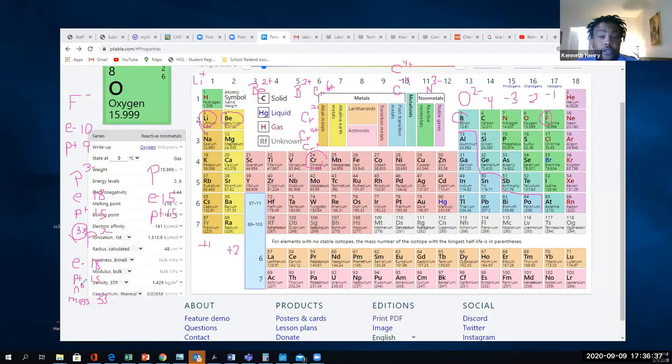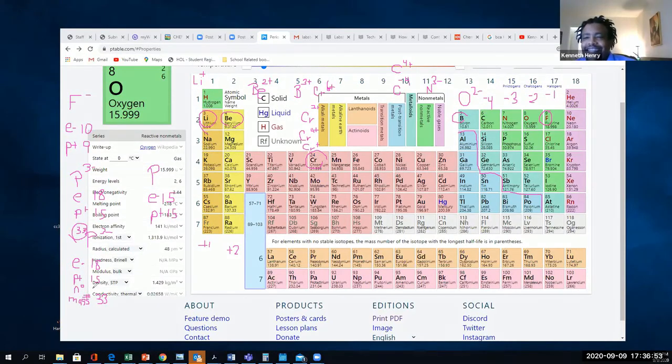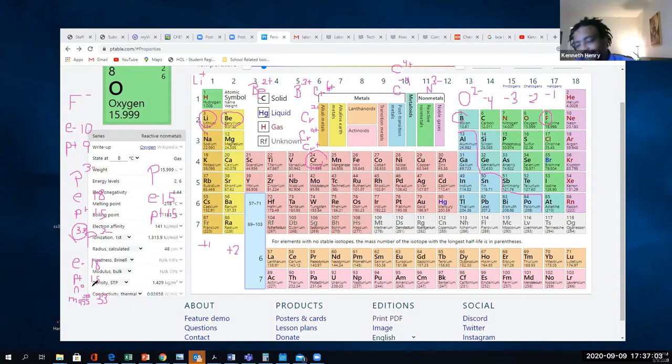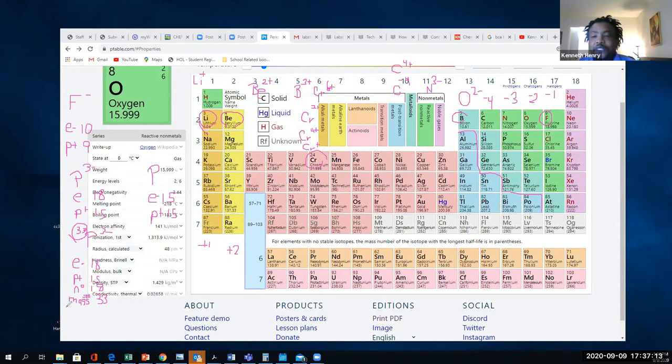If the whole mass is 33 and you have 15 protons, isn't the weight made up of protons and neutrons? So we subtract: 33 minus 15 is 18. So we have 18 neutrons, and our atomic mass is going to be roughly 33. If you want to be picky, you can actually calculate it.